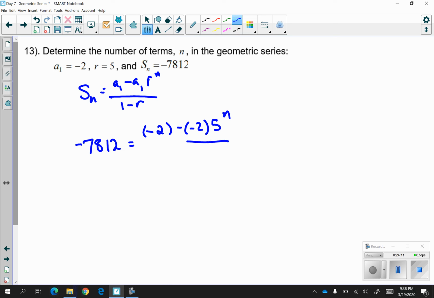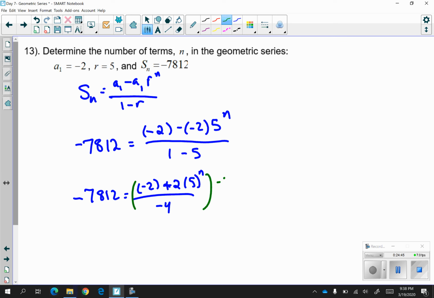We do not know what n is. And 1 minus 5. When you start to work this out, first of all, you should simplify the denominator. So we have negative 7,812 equals everything on the right. If you want, you can turn your double negatives into a positive, over negative 4. Now, to get rid of a denominator, you have to multiply by it on both sides. Make sure you multiply by the negative to get rid of it.